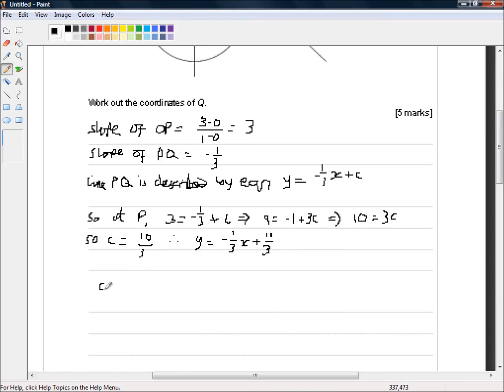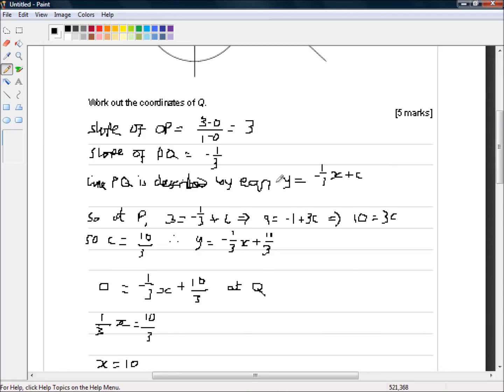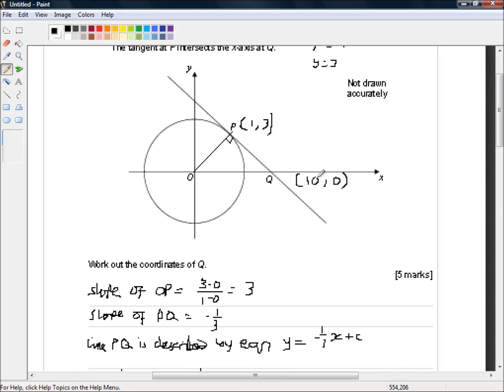So 0 is equal to minus 1 over 3 X plus 10 over 3 at Q. So, moving this minus 1 over 3 x to the other side of the equals, it changes sign, so 1 over 3 x is equal to 10 over 3. So if x over 3 is equal to 10 over 3, then x equals 10. Let's just multiply both sides of the equation by 3. So our answer is x is 10 when y is 0.